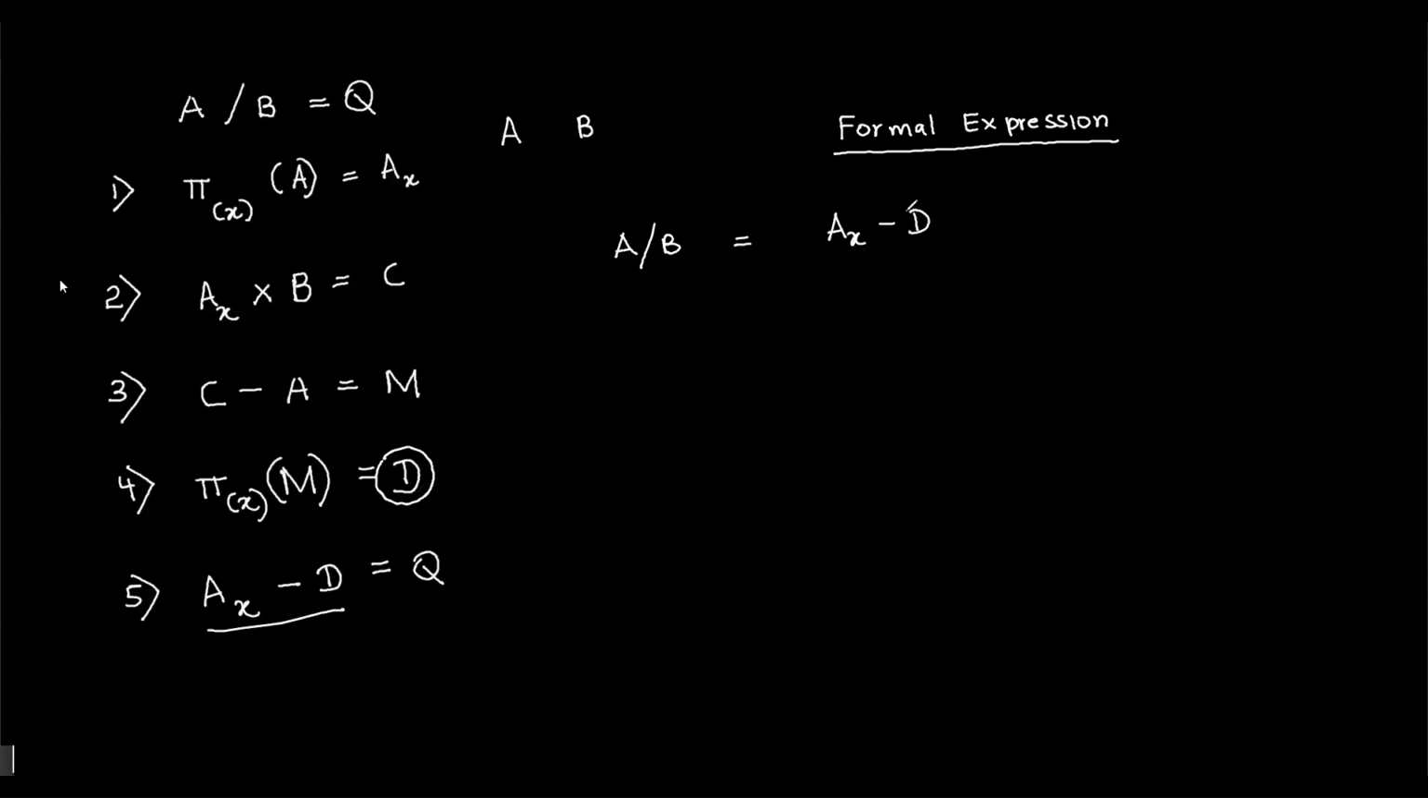But we don't know what D is, right? And we also know what AX is. So instead of using AX, I'm just going to say pi X of A, which projects the X attribute of A, minus the set difference part, minus the projection of the X attribute of D.